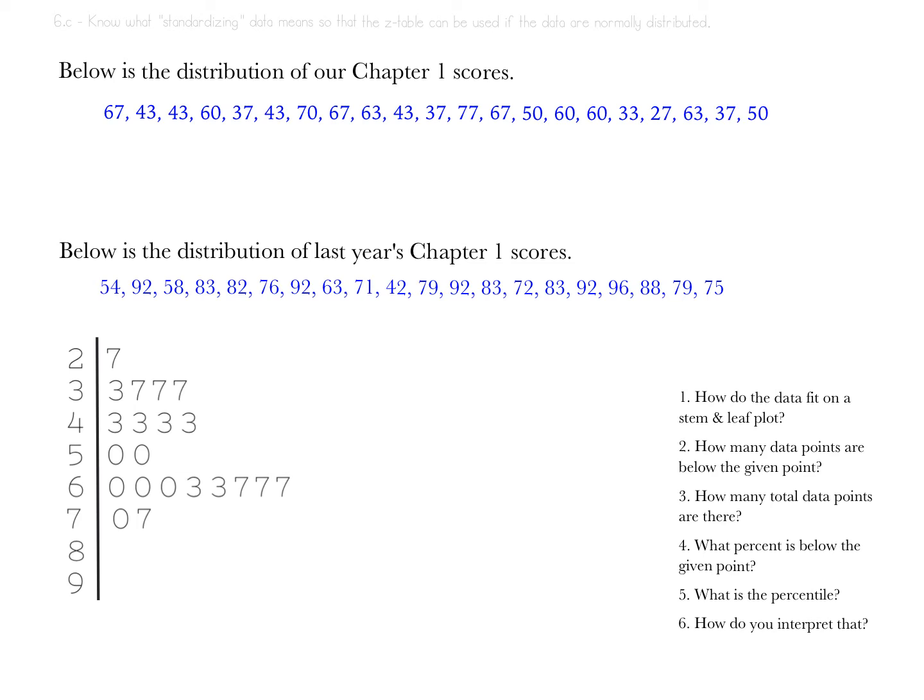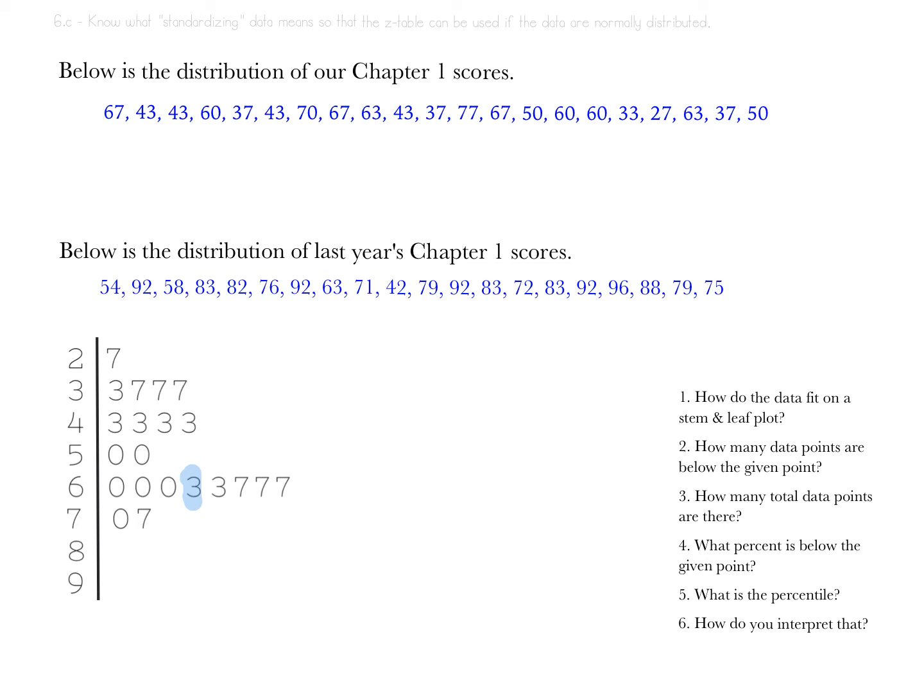So what I need to do next is I need to find how many data points are below the given point, because remember, percentile, we're talking about what is below. So on the previous slide, we asked about a 63. So when I look at this, I had 2 63s in this year's scores. So I want to think about everybody who is below a 63. So if somebody scored the same as me, I'm not outranking them because percentile is everything below. So I'm going to be looking at this 63 right here, and I need to know how many data points are below the given point.